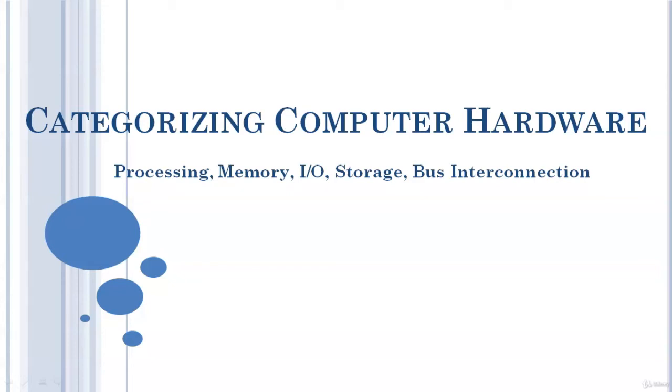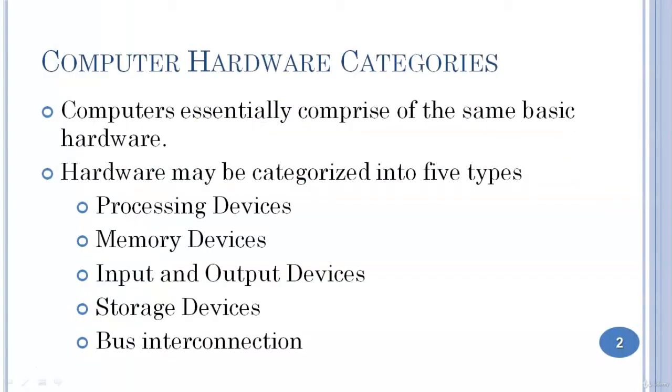In this lesson, we will discuss how we may categorize the computer hardware into different types. All the computers, regardless of their types, essentially comprise the same basic hardware. We may categorize hardware into 5 different types. Number 1, processing devices. Number 2, memory devices. Number 3, input and output devices. Number 4, storage devices. And number 5, bus interconnection.